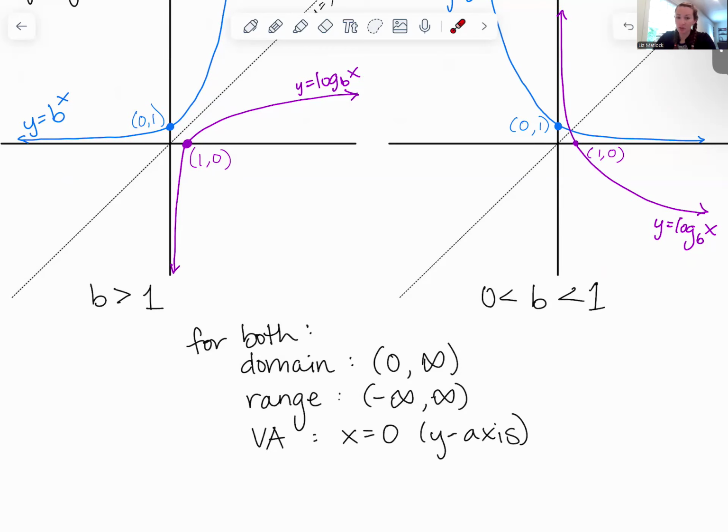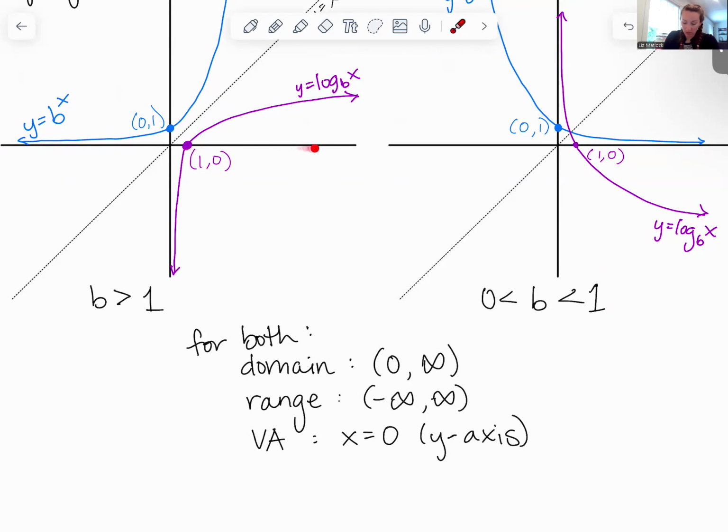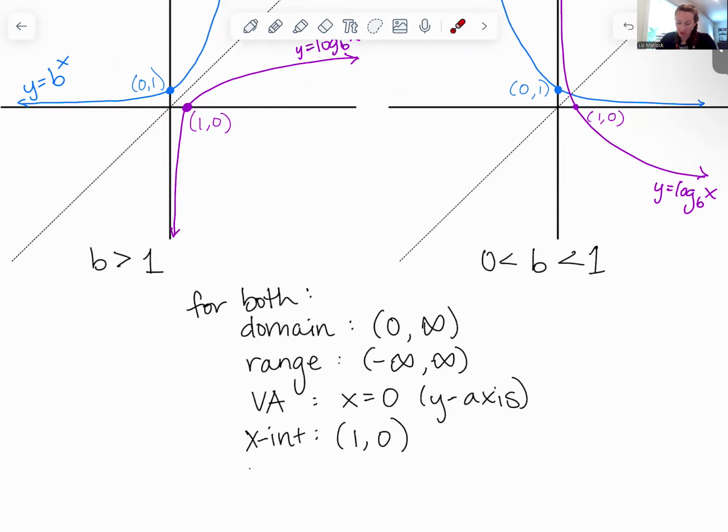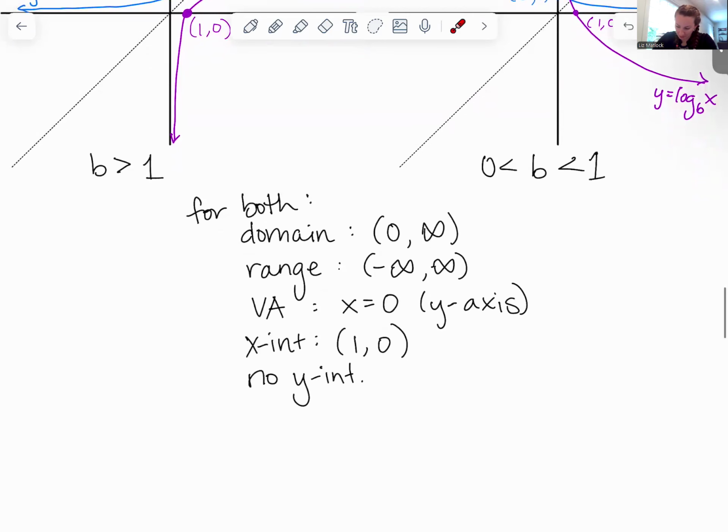All right, and similarly, we had a horizontal asymptote for y equals b to the x. If we reflect that horizontal asymptote about y equals x, we're going to get this vertical line. And that is our vertical asymptote for both of these graphs. So we have a vertical asymptote for the log functions, whereas for the exponential functions, we had a horizontal asymptote. And now both of our log functions are going to have an x-intercept that is 1, 0. And there's no y-intercept. It's just like what we had with the exponential function. We had a y-intercept of 0, 1 and no x-intercept. So that's reversed now.